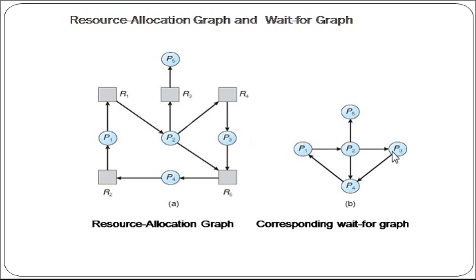Now in the wait-for graph, the detection algorithm searches for a cycle. If there is a cycle, then there is a deadlock, similar to our resource allocation graph.